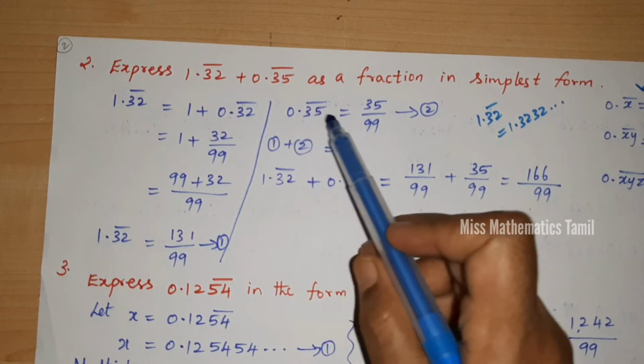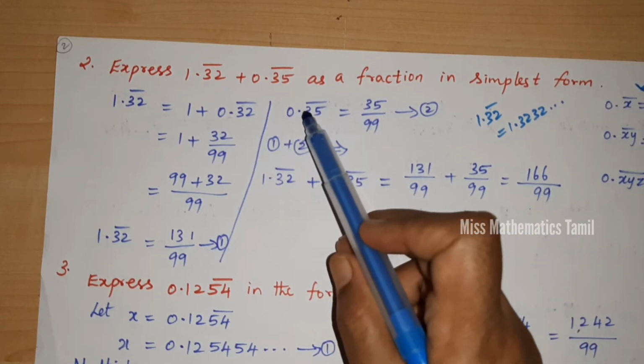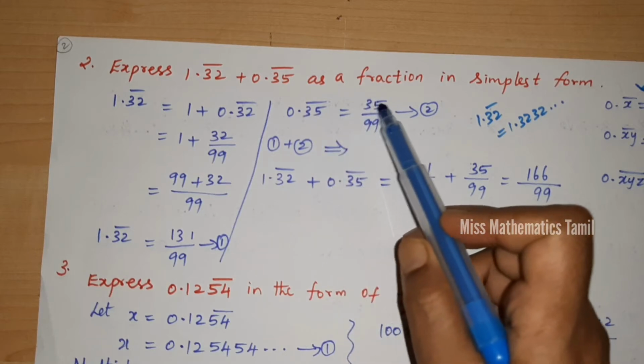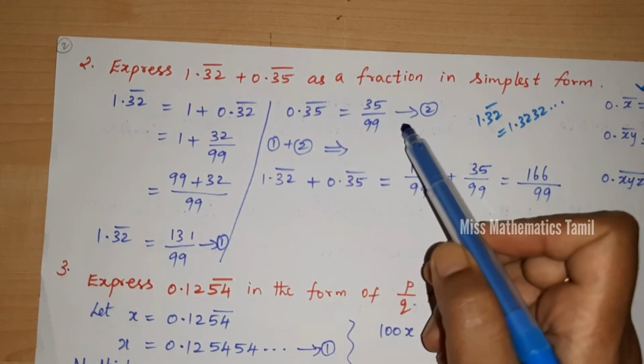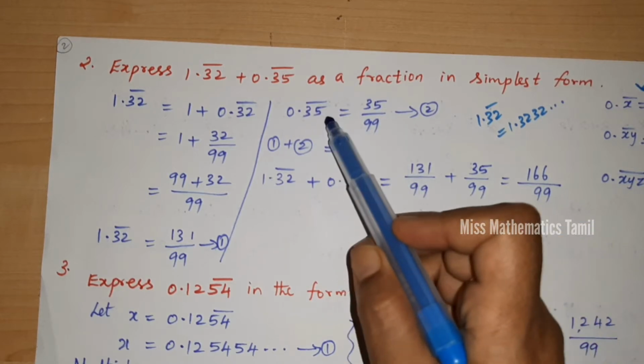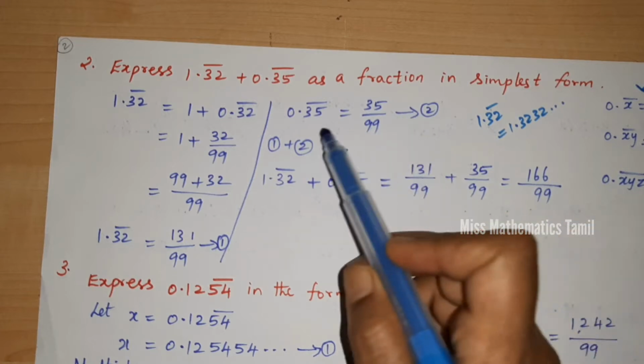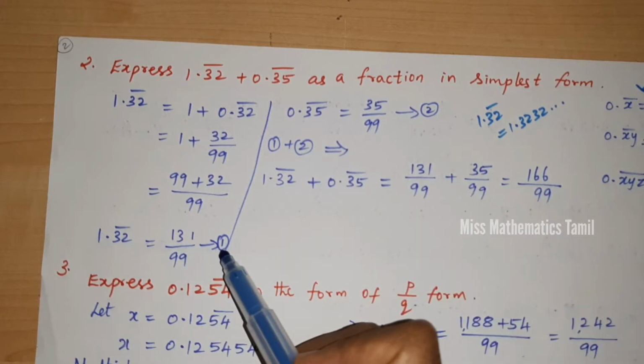So 0.35 bar is equal to, already here we have 0 point, so I am writing 35 in the numerator. In the denominator I am writing 9 two times, because under the bar 2 numbers are there. So 99 in the denominator. This is the second portion. This is the first portion.